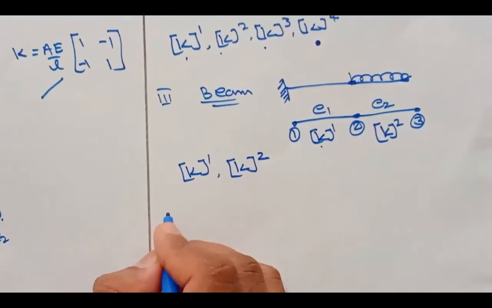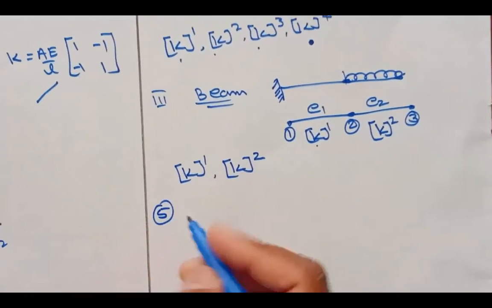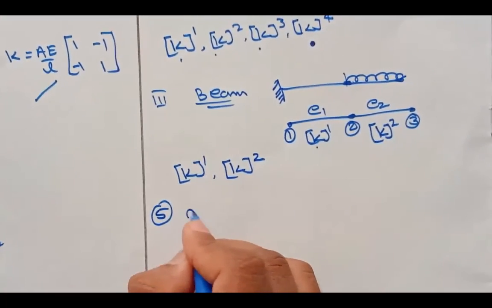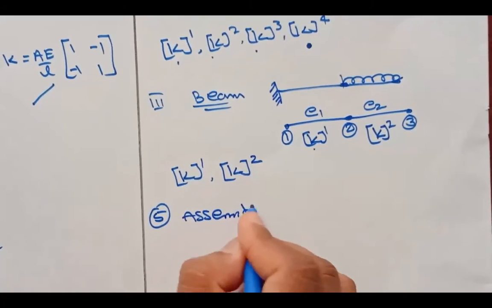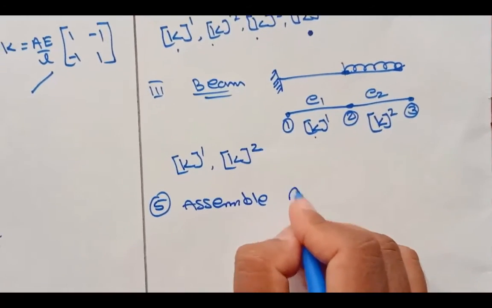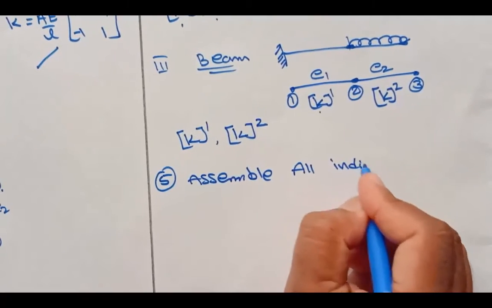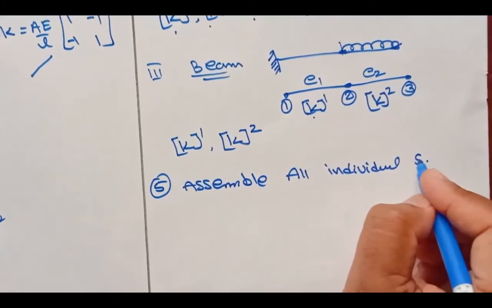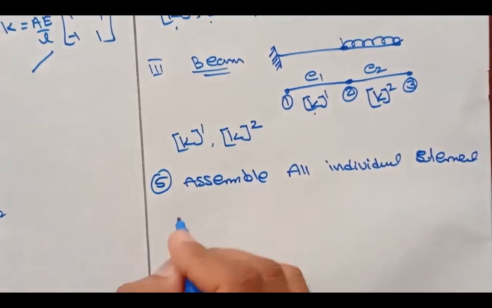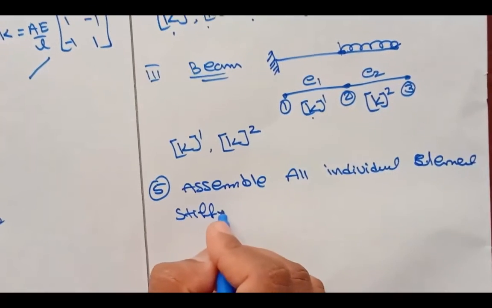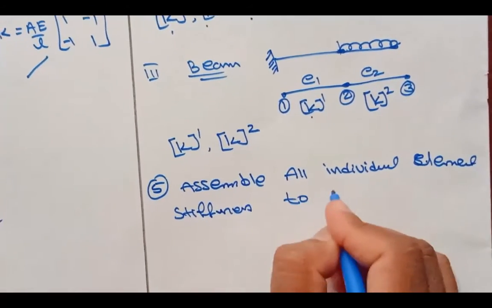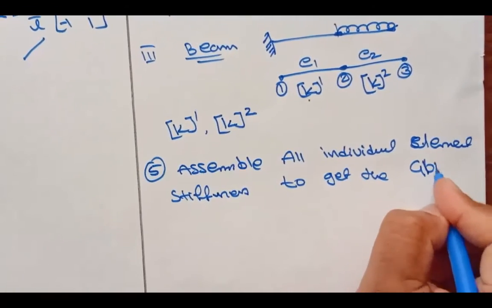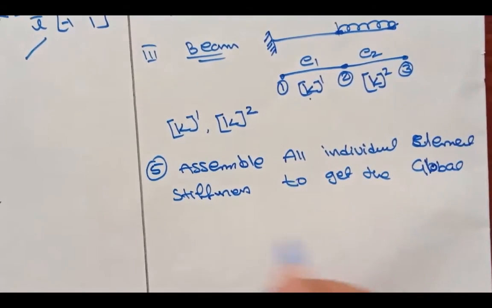So now the next step, the fifth step, is: once you know each and every element stiffness matrix, you assemble all the individual element stiffness matrices to get the global stiffness matrix. This is a very important word: global stiffness matrix.